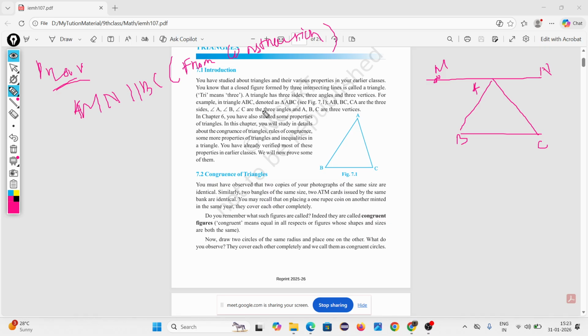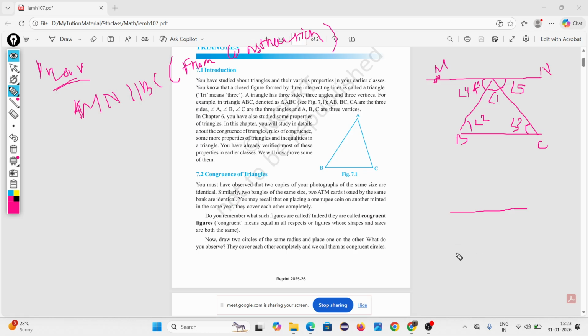Then look. I am giving the numbers. Look how many angles are forming. Mark all the angles. This is angle 1. This is angle 2. This is angle 3. This is angle 4. This is angle 5. Suppose. Okay. Then look.